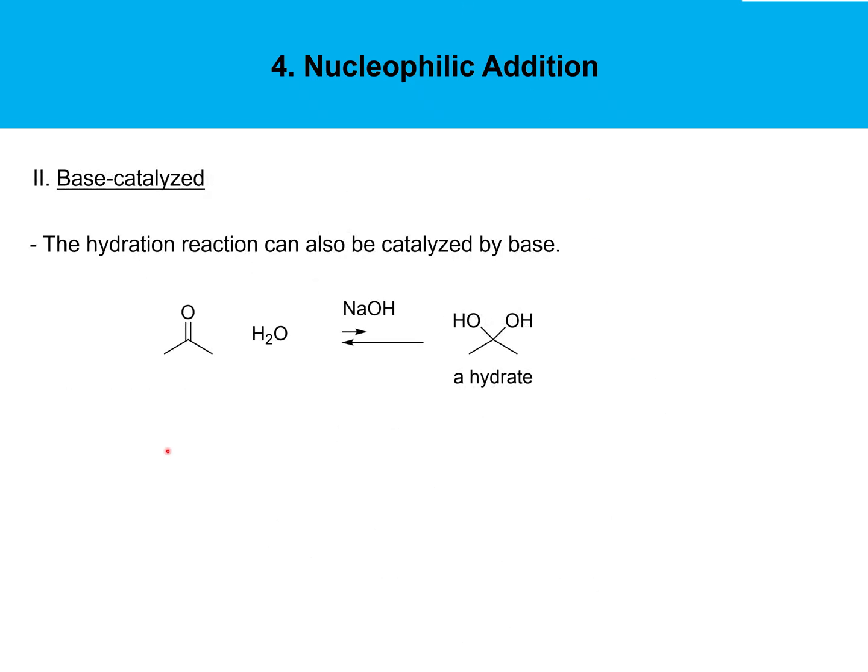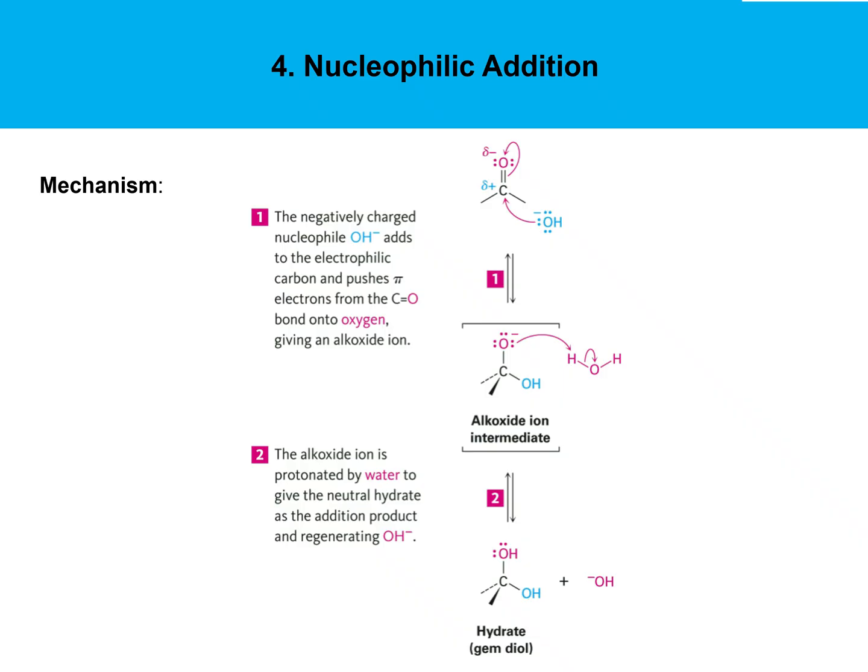Hydration of ketones and aldehydes can also occur through base catalyzed reactions. For example, we can use sodium hydroxide to speed up this reaction. The base catalyzed hydration of ketones occurs this way. The hydroxide ion is a very good nucleophile, much better than water is. And so the hydroxide ion would directly attack the carbonyl carbon and break the double bond.